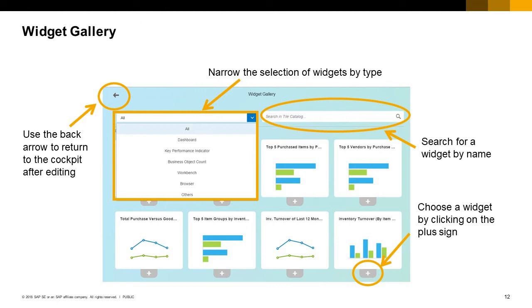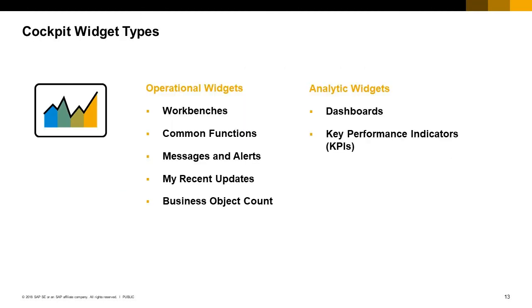Let's look at the types of widgets available to you in the Fiori-style cockpit. There are 5 styles of operational widgets and 2 styles of analytic widgets. The Workbench widget is designed to cover 80% of daily operations for a user's role. Users can click on icons depicting frequently used transactions for a business process. This widget can simplify onboarding new users.